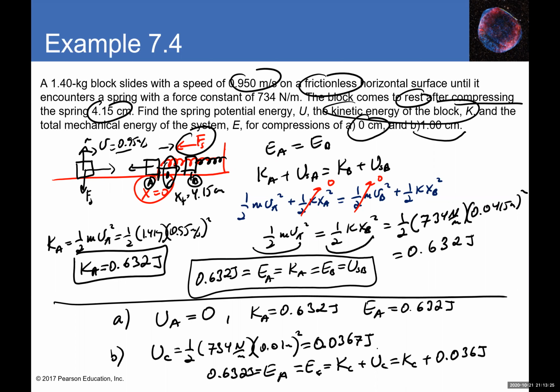Then I can just rearrange and solve for kinetic energy at point C. Just rearrange and calculate, and we will see that it is 0.595 joules. There we go. So this is gravitational potential energy, and this is total energy, right? Because total energy is still the same everywhere, and we can then use that to find the kinetic energy.